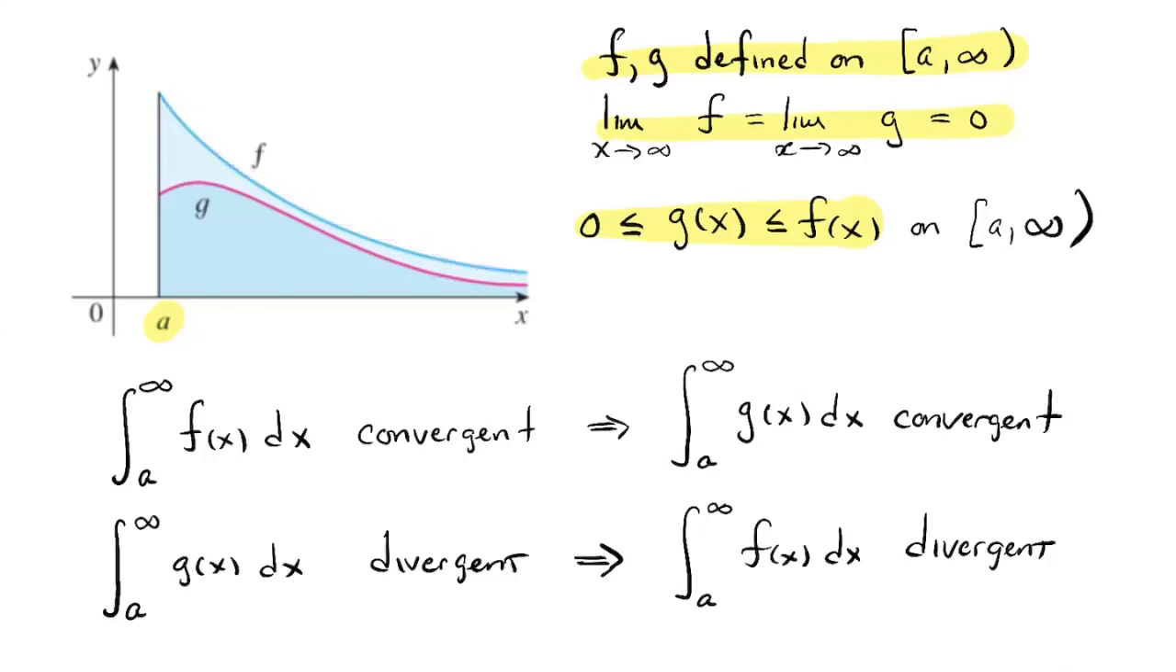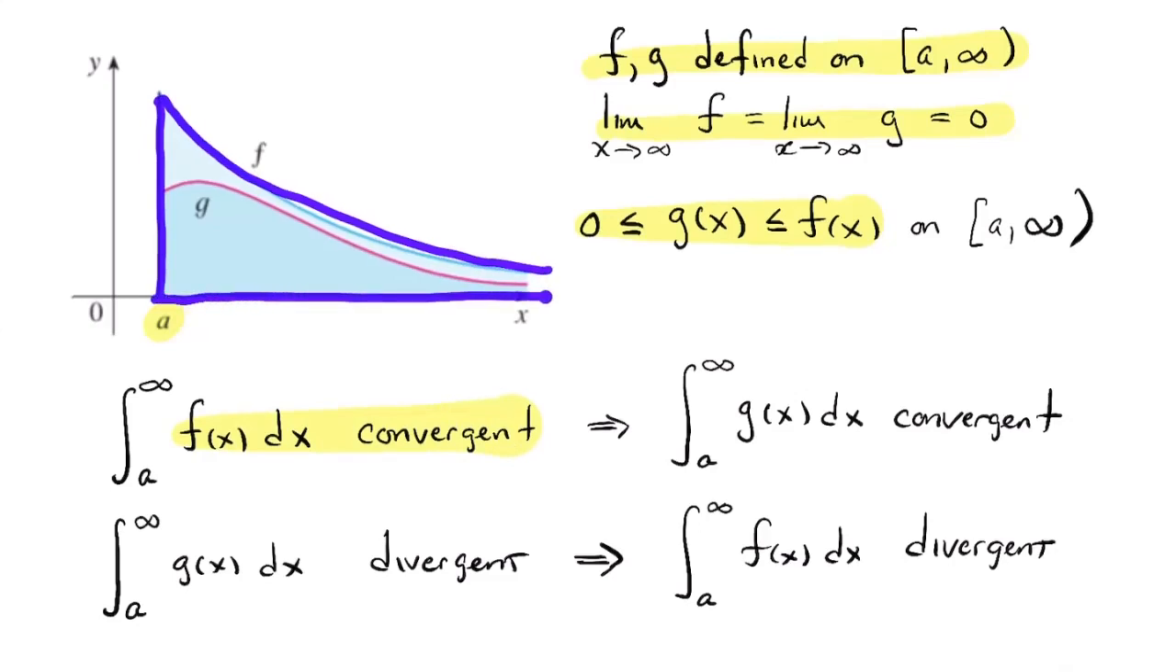So what is my discussion? Suppose that the blue graph is convergent. So what does that mean? That means the area that I'm outlining in blue right now, it never stops. It's an improper integral, but that area is finite.